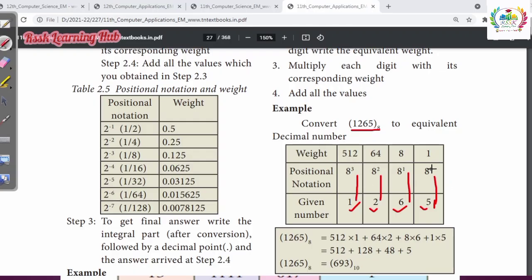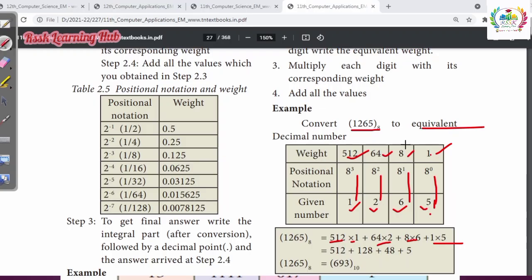Then the corresponding values: 8 power 0, anything power 0 is 1. 8 power 1 is 8. 8 power 2 is 8 into 8, 64. 8 power 3 is 64 into 8, 512. Okay, so you have to add all the values. So 512 into 1, plus 64 into 2, next 8 into 6, then 1 into 5. Then add all those values. So the final value will be 693 to the base 10.